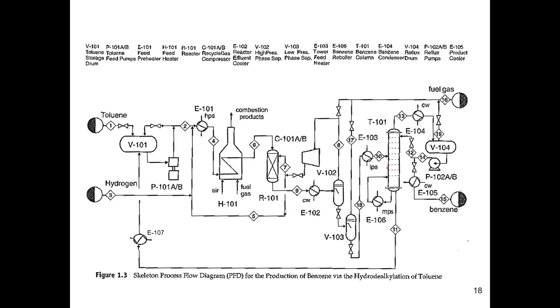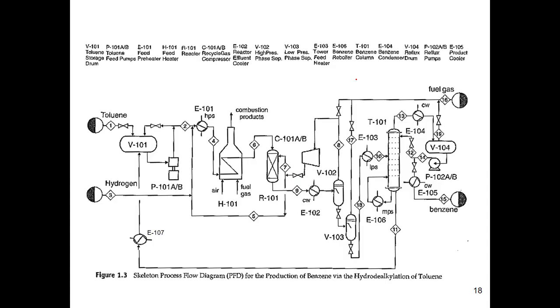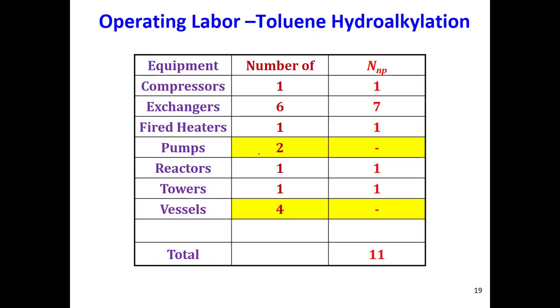Now let's look at this example together. Here we want to know how we find the number of operating labor that we need per shift. Let's say I have this process, and I ask you how many operating labor I need per shift. So you have to use this equation. You have to see how many particulate steps you have and how many non-particulate steps you have. So you have to prepare such a table.